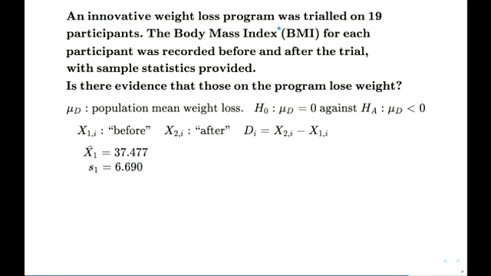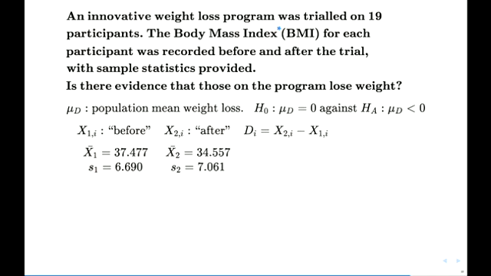All right, so here are our sample statistics then. The X1s are the before BMIs, so the average BMI for those entering the program was 37.477, with a standard deviation there. The average BMI at the end of the program of those 19 individuals was 34.577. All right, so that's less. The sample mean BMI was less than it was at the start. Is that a significant difference, is the question.